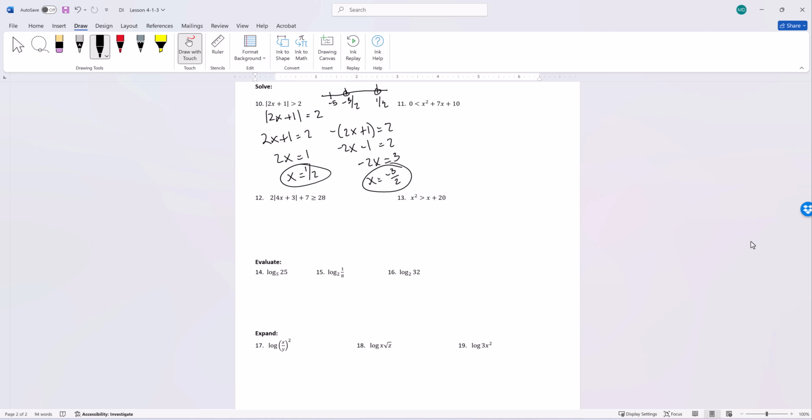So 2 times negative 5 is negative 10. Negative 10 plus 1 is negative 9. Absolute value of negative 9 is 9. Is 9 greater than or equal to 2? That's going to be true. Now if you plug those, you're going to get true, false, true. So my answer is going to be from negative infinity to negative 3/2 union 1/2 to infinity.